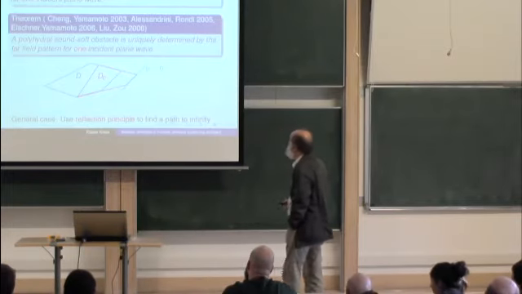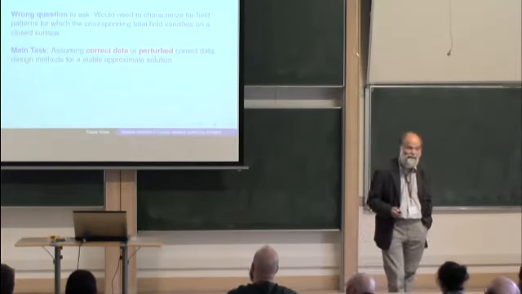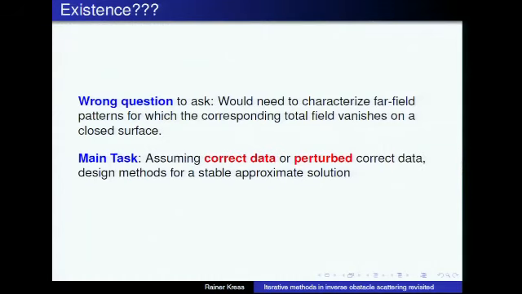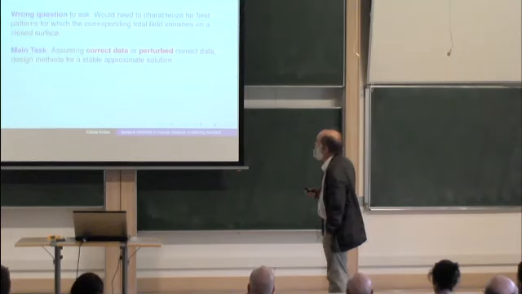The next question one might be tempted to ask is that of existence, but this is an inappropriate question to ask, because what it would amount to is you would have to characterize measured far field patterns. So they have to live in some function space, and it cannot be the space of analytic functions, etc. But anyway, what you would want to do is characterize far field patterns that can be extended in a way that the corresponding total field vanishes on a closed surface. And this I think is beyond the possibilities of mathematical analysis.